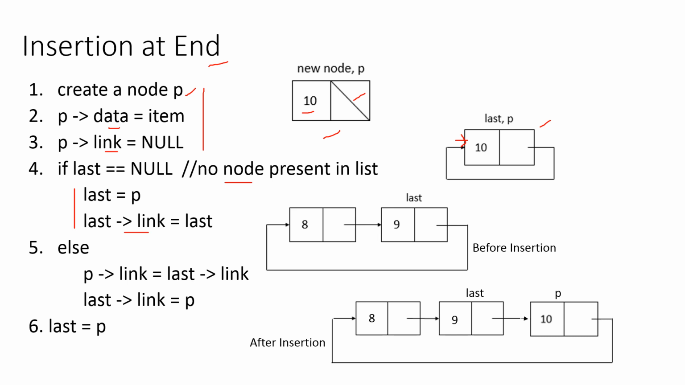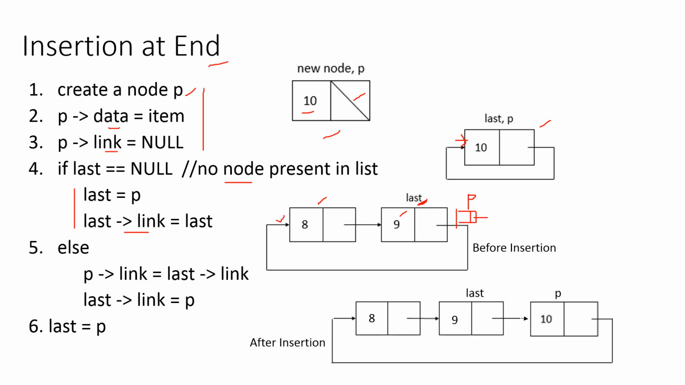And then, if you are having a list with some nodes, here is the circular linked list. The first node has data 8, the other one has data 9, and this node is last. Here you are going to insert the new node, and that is P. Now the link of P is to be connected to last link. P link is equal to last link.